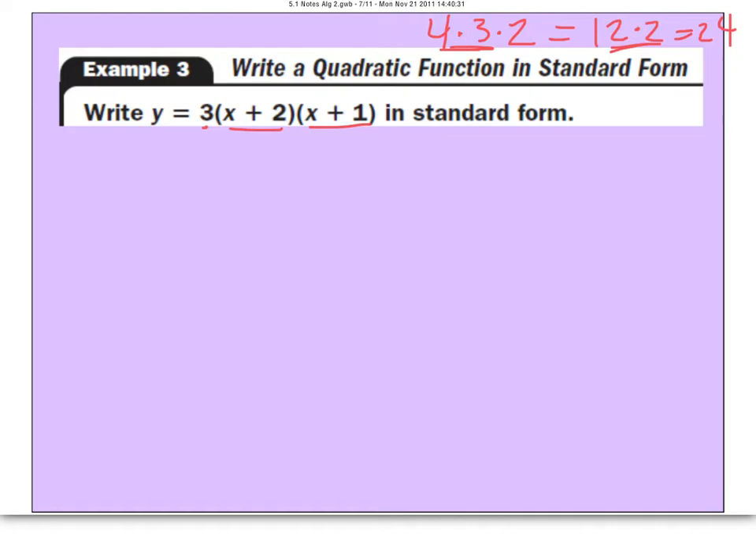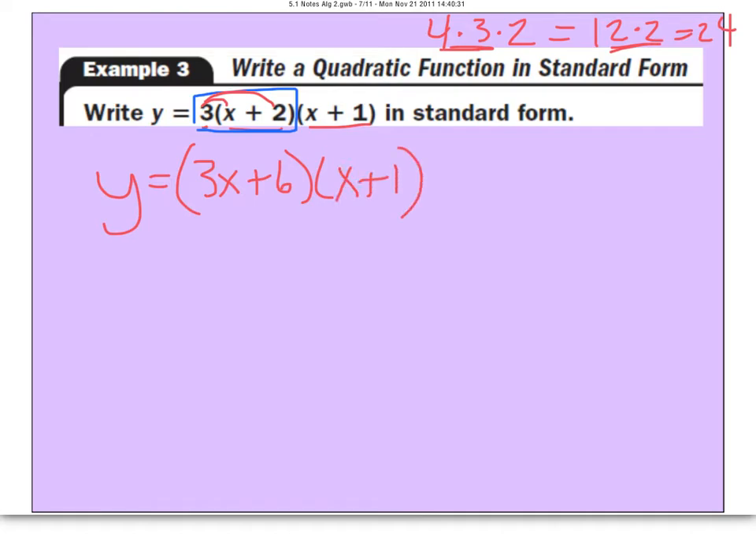I'm going to pick and choose and actually do this one first. So I'm going to multiply that first. So I have to distribute the 3. So y equals 3 times x is 3x, and then 3 times 2 is plus 6. Now I'm back to this. This is something we just saw. Multiply two binomials again. I'm going to do this little FOIL or distribution.